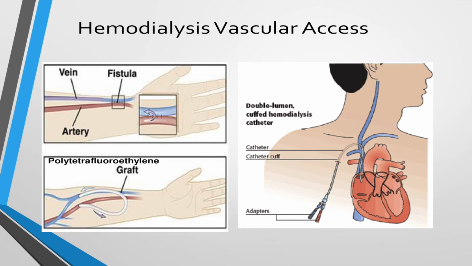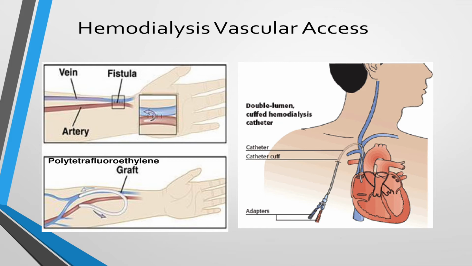So talking about the AV fistula, as you can see, there is an artery. It could be a radial artery or a brachial artery. So you can have a lower arm fistula or an upper arm fistula. And the fistula is a connection between the artery and the vein. Can anybody tell me why we need to have this connection?